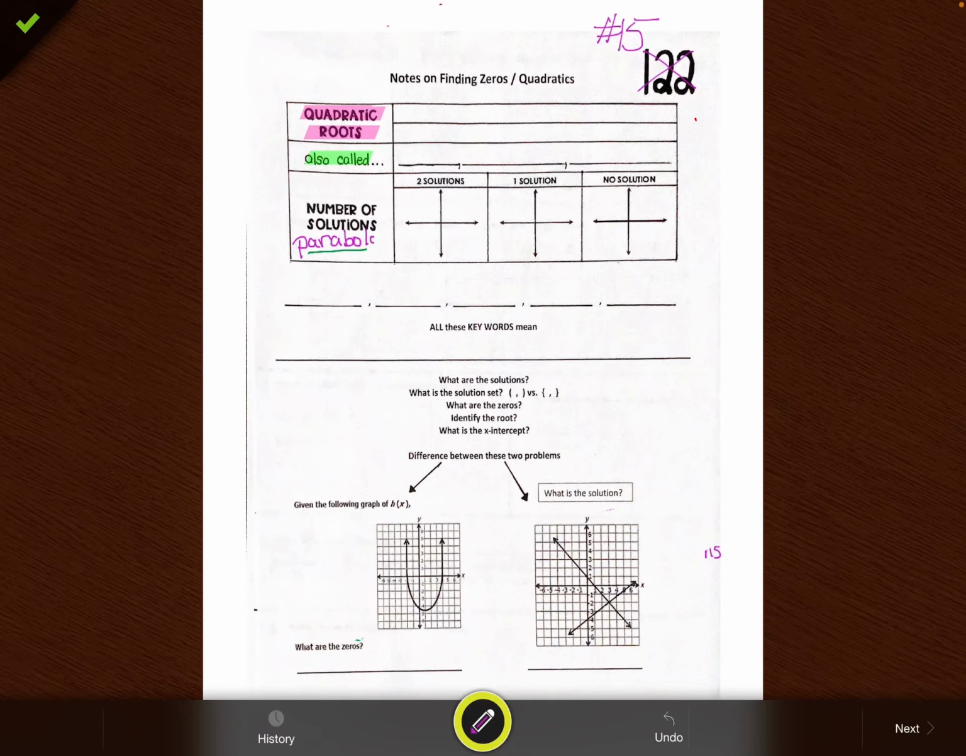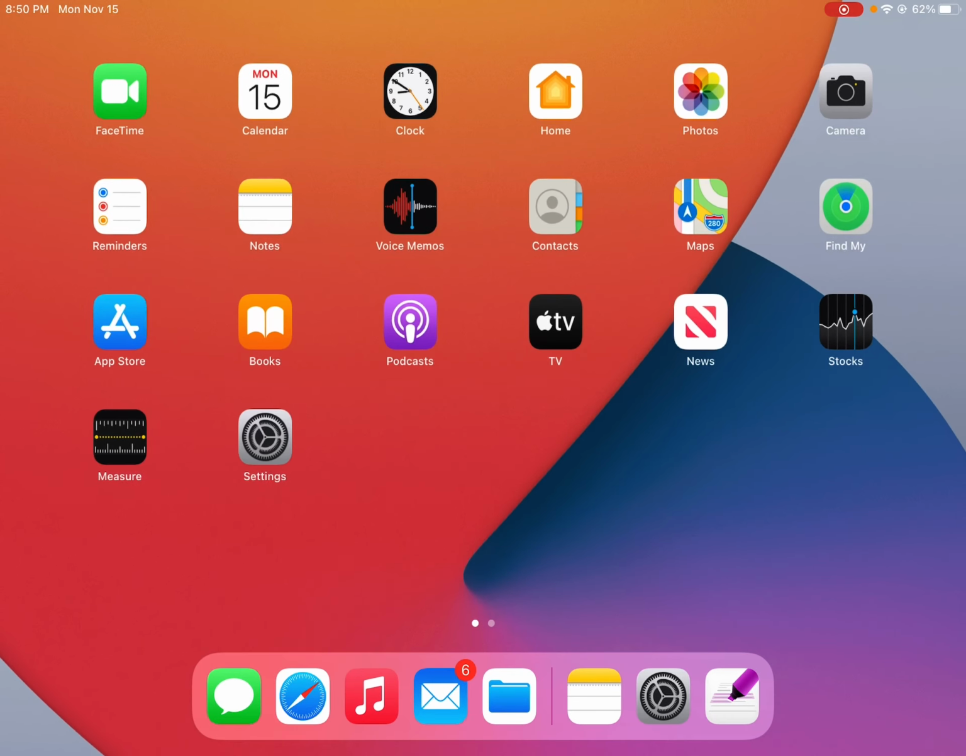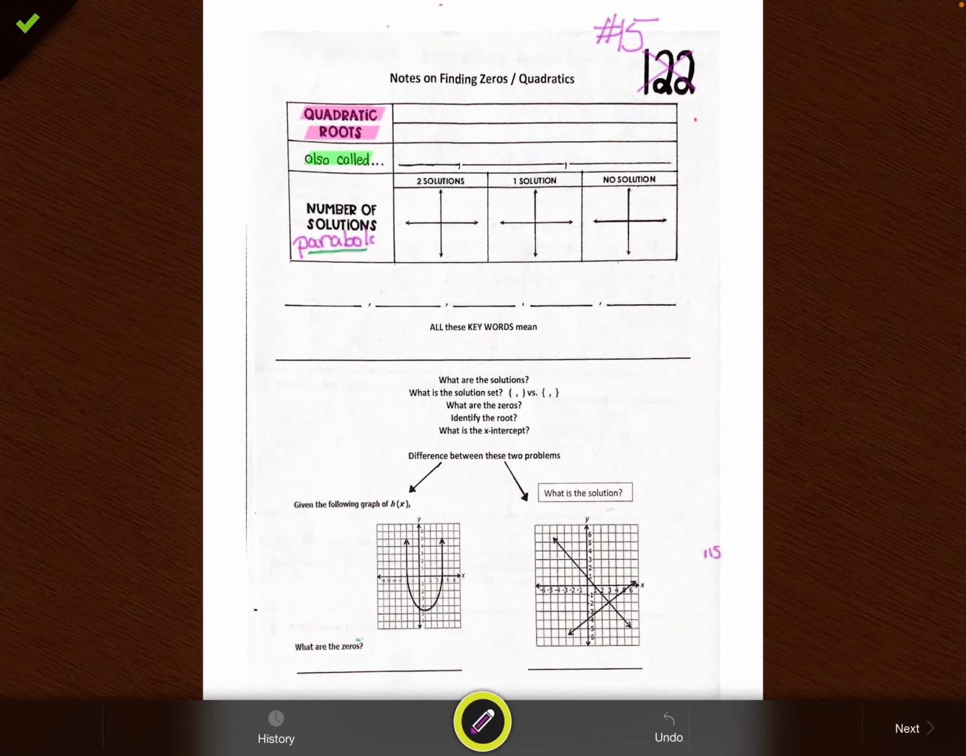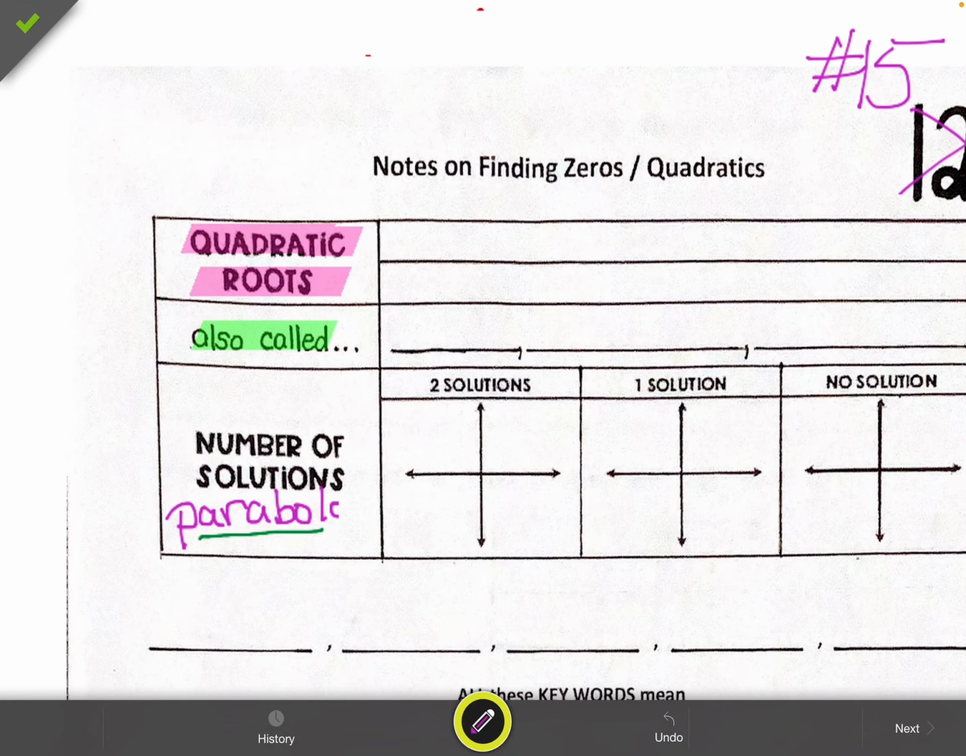Today we're going to talk about finding zeros and working with quadratics. And so this is number 15. So we're going to look at a couple definitions real quick. So quadratic roots, that's the first term we need to look at.